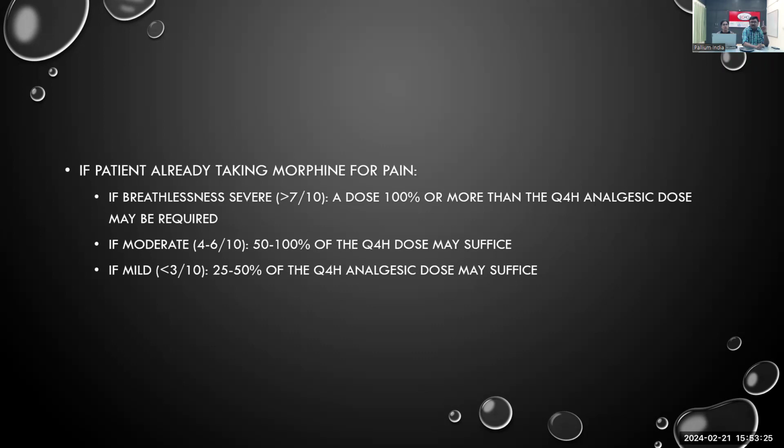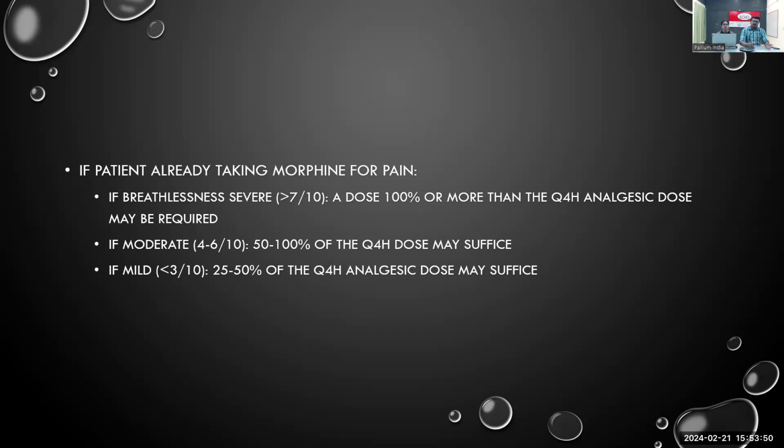They're taking one tablet every 4 hours for their pain. And now they report that they have breathlessness and it is very severe with a score of more than 7 out of 10. What you do is you will have to double the dose of oral morphine. They were taking 10 milligram. What will be required to manage both the pain and the breathlessness is double the dose. 100% more is 20 milligram of morphine every 4 hours.